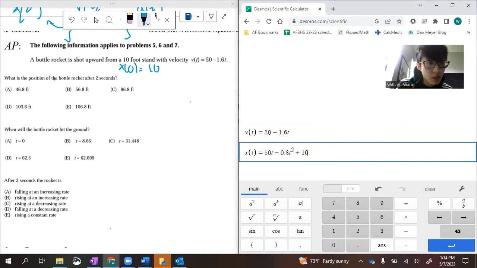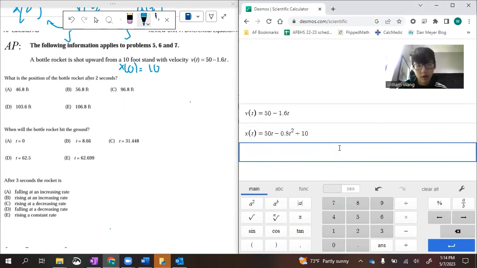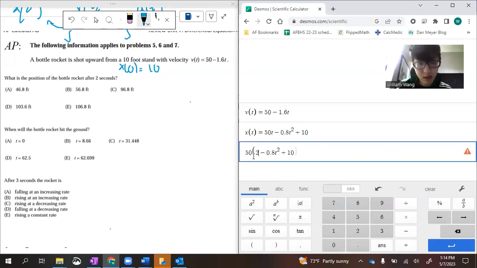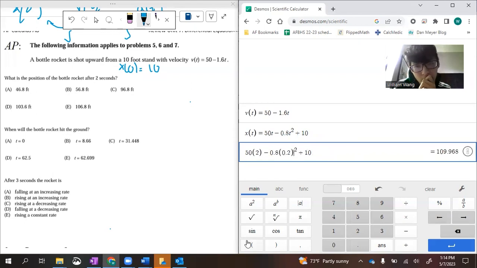Okay, what's the position of the bottle rocket after 2 seconds? Okay, well then let's take my equation and let's plug in 2. Because I found my actual position equation, I solved for my c, so I plug in 2, so 50 times 2 minus 0.8 times 2 squared plus 10, 109.968.